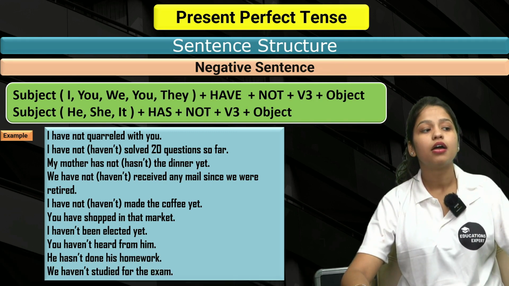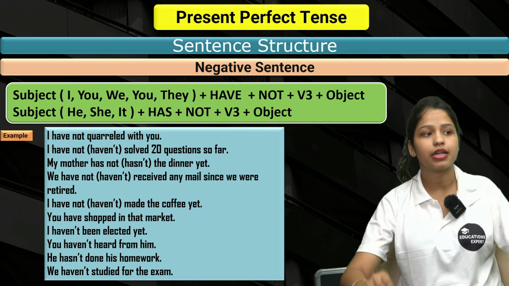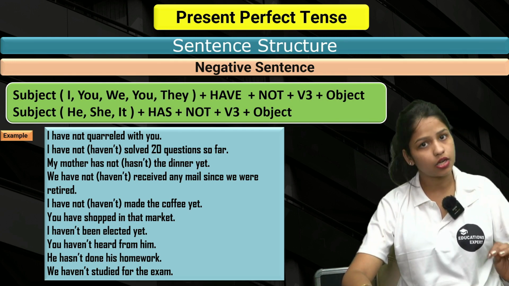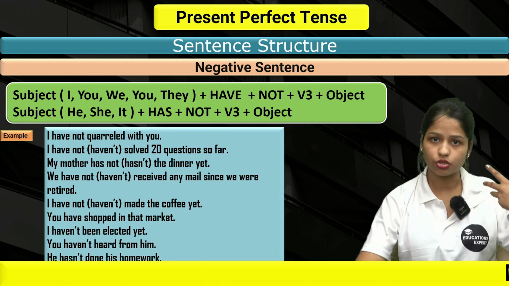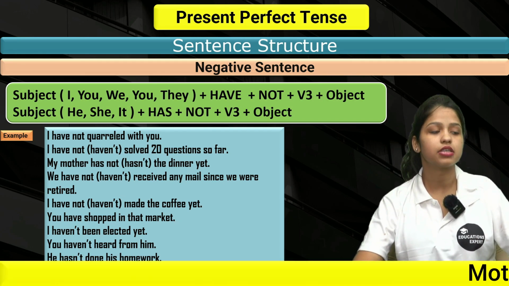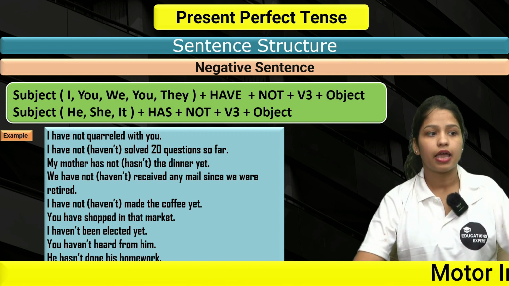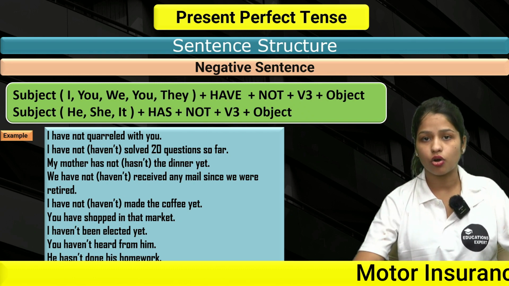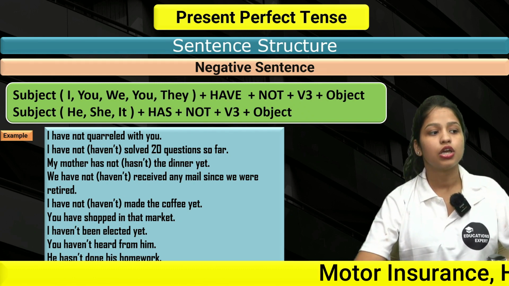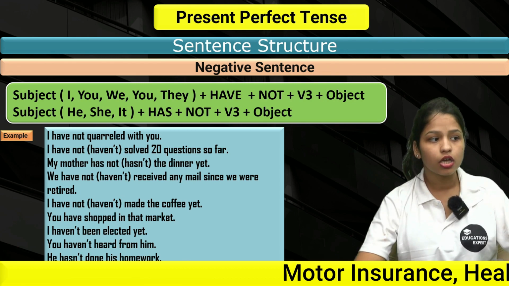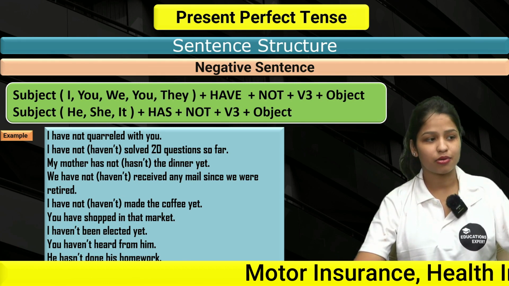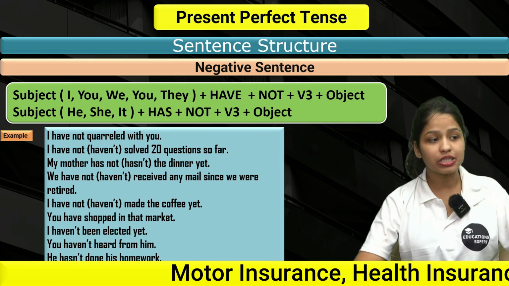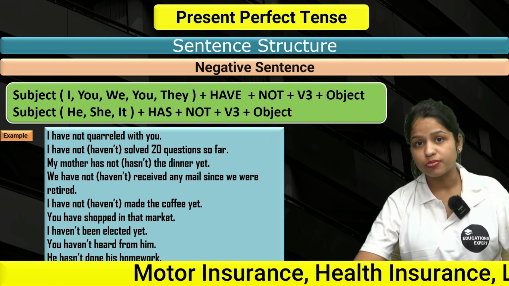And my mother has not prepared the dinner yet. I'm sorry, the word prepared is missing over here. My mother hasn't prepared the dinner yet, you can say, or you can say my mother has not prepared the dinner yet. Next up we have, we have not received any mail since we retired. I have not made the coffee yet. I haven't made the coffee yet. You have shopped in that market. You have not shopped in that market. You haven't shopped in the market. I'm sorry, not is missing over here again. I haven't been elected yet.